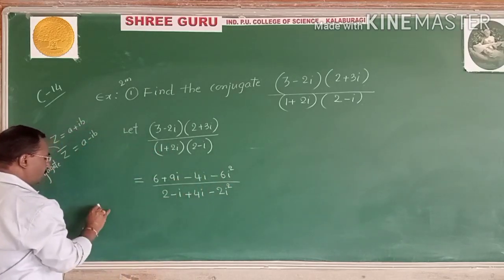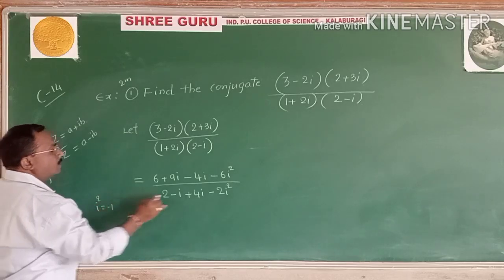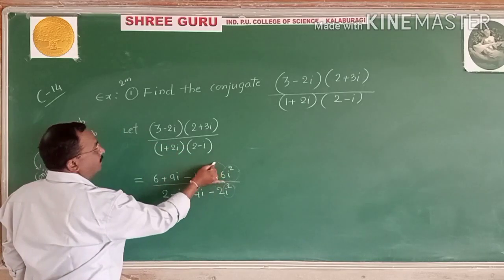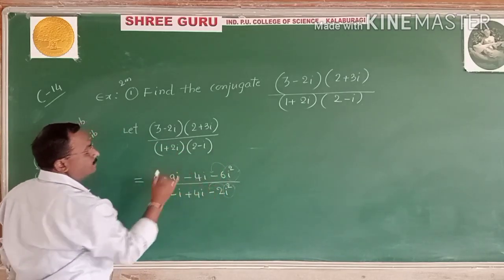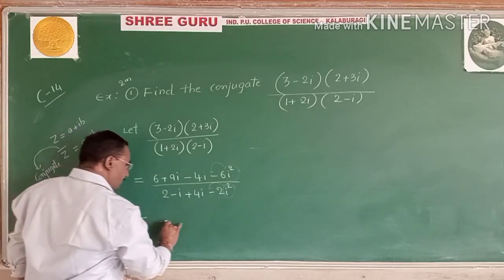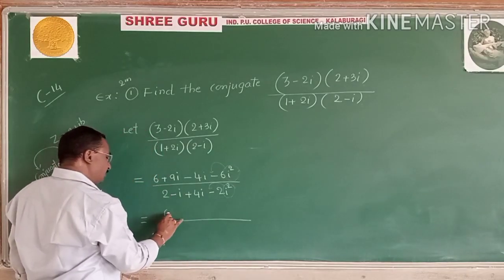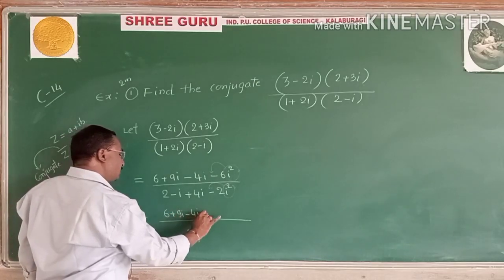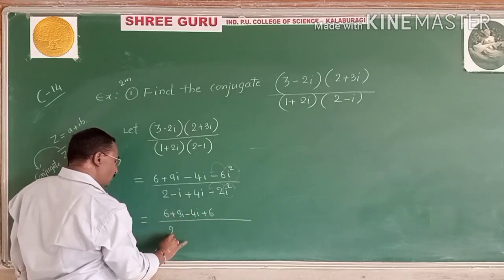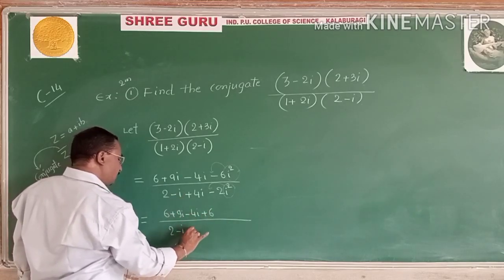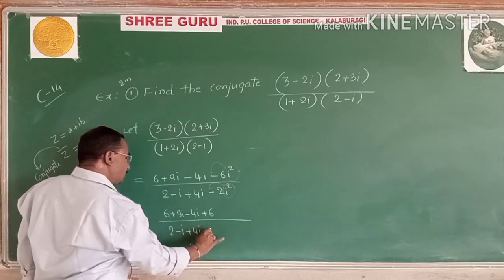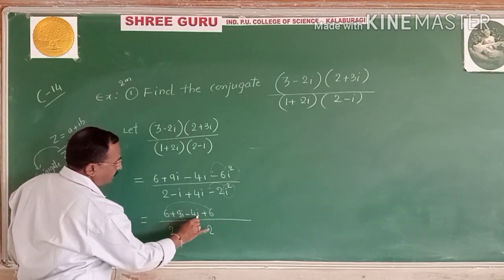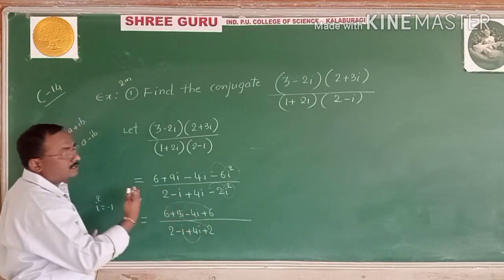Here, what is the value of i square? Minus 1. So this makes it minus 1, and this becomes plus 1. That is, 6 plus 9i minus 4i plus 6, divided by 2 minus i plus 4i plus 2. This is now complete. Next, separate real and imaginary parts.